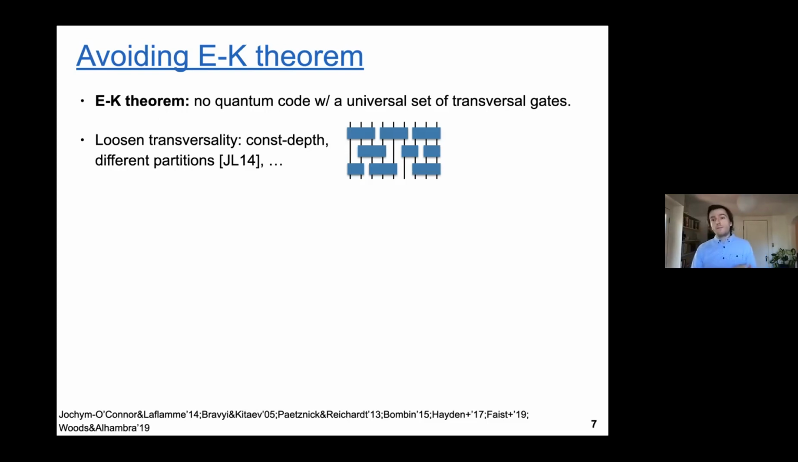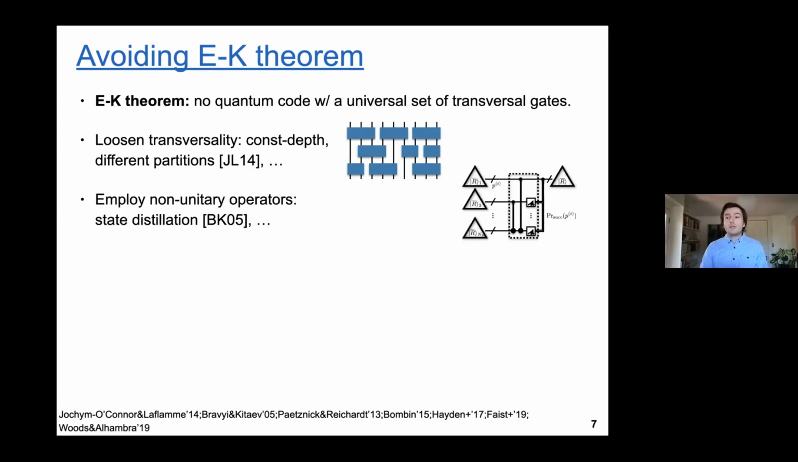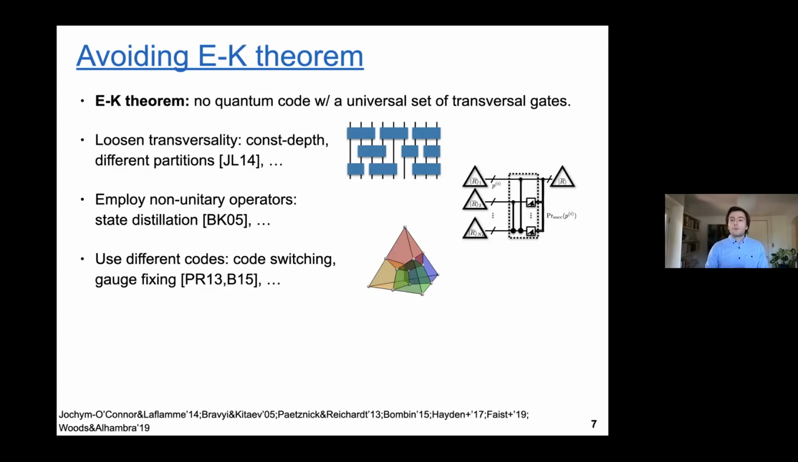constant depth circuits, or maybe we can consider different partitions. We can also ask what happens if we use some non-unitary operations. For instance, this approach is used in magic state distillation. Also, we can try to avoid the Eastin-Knill theorem if we use different codes. This is the method of code switching. Here the idea is that instead of having one code, we consider two codes, and in each code we have different transversal gates, but together they form a universal gate set.